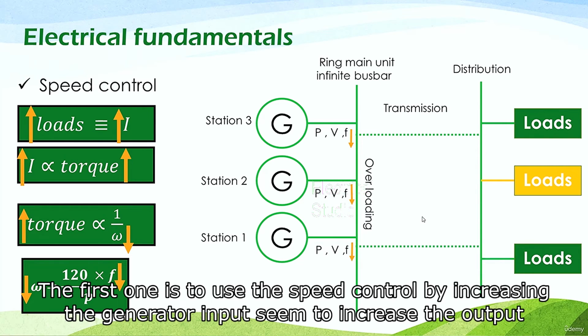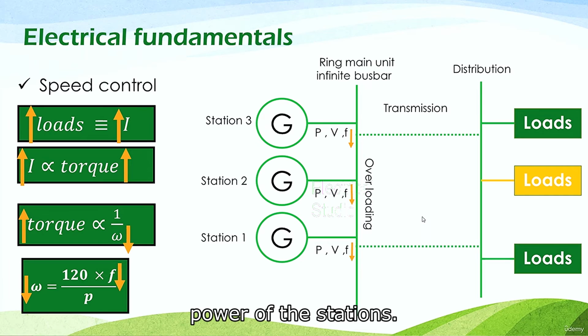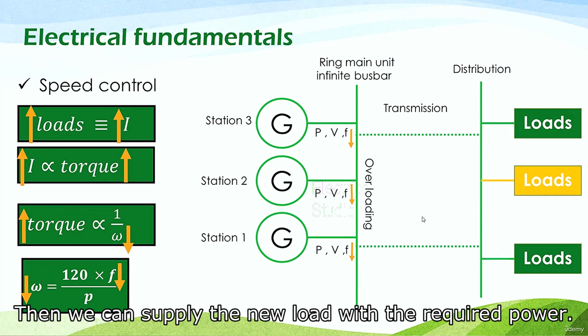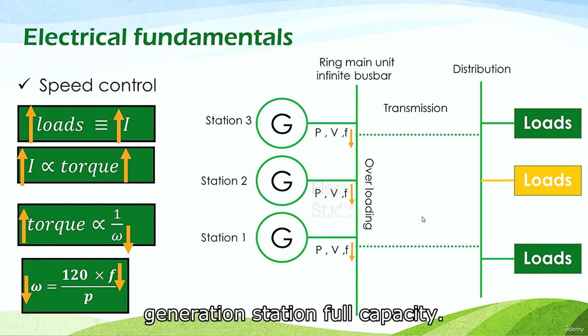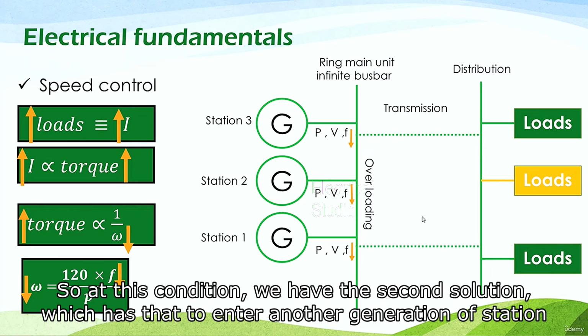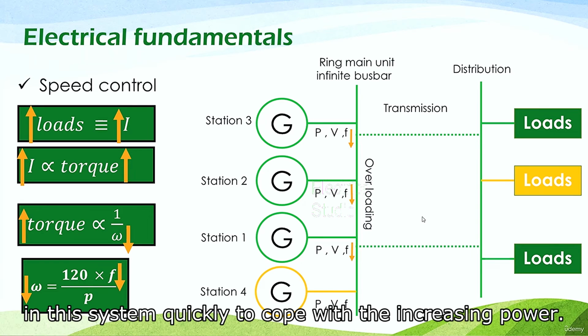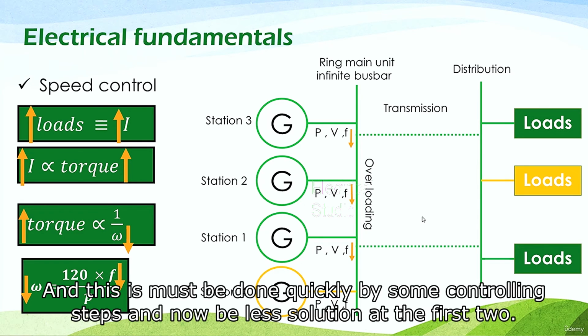The first one is to use the speed control by increasing the generator input steam to increase the output power of the stations. Then we can supply the new load with the required power. But this solution may not be available because in some cases the load added may be larger than the generation station's full capacity. So in this condition we have the second solution, which is to enter another generation station into the system quickly to cope with the increasing power, and this must be done quickly by some controlling steps.